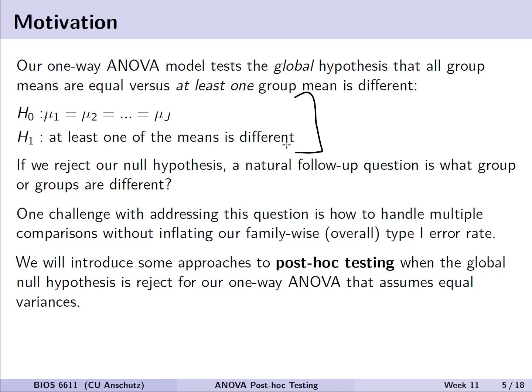If we do our one-way ANOVA and we reject the null hypothesis that at least one of those means is different, a natural follow-up question we generally will have is, well, which group or what groups are different? One challenge with addressing this question is how do we handle the multiple comparisons without inflating our family-wise or overall type 1 error rate we discussed previously in our lecture on multiple comparisons? In this set of lectures, we'll introduce some approaches to post-hoc testing, or testing after the fact, after the global hypothesis says there may be a difference, and we'll see how we can do so when we try to account for the multiple comparisons in more or less strict approaches. This is primarily focusing on the one-way ANOVA that assumes equal variances.